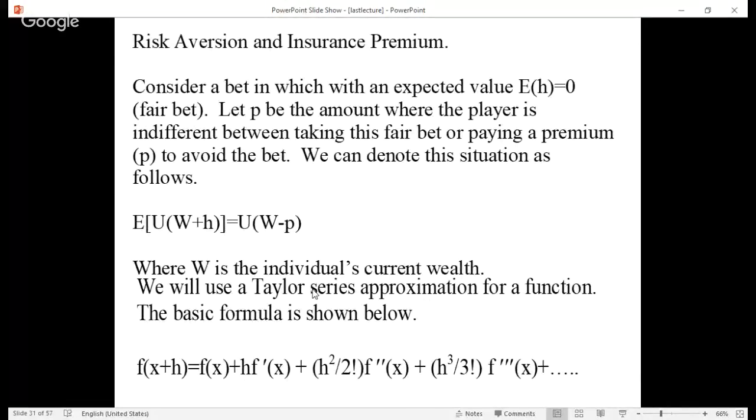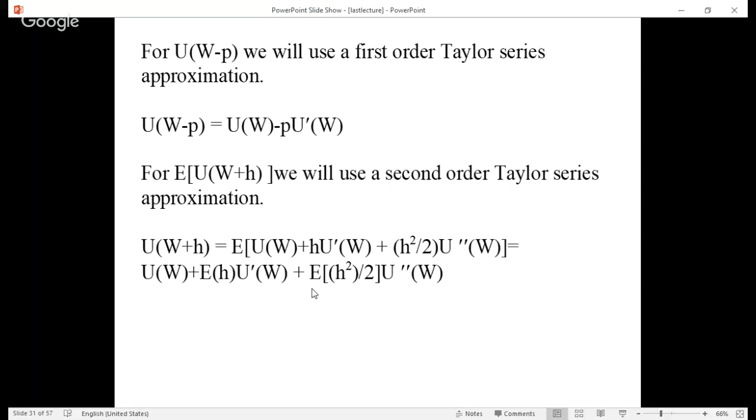You'll have h to the 4 over 4 factorial times the fourth derivative, and so on, as many derivatives as are possible. You can do a Taylor series approximation basically to infinity if there are that many derivatives. I don't think there are many functions with that many orders of derivatives. Anyway, that's a Taylor series approximation. So what we're going to do for U(W minus P) is use a first order Taylor series approximation. It's very simple. It's just U of W minus P times U prime of W.